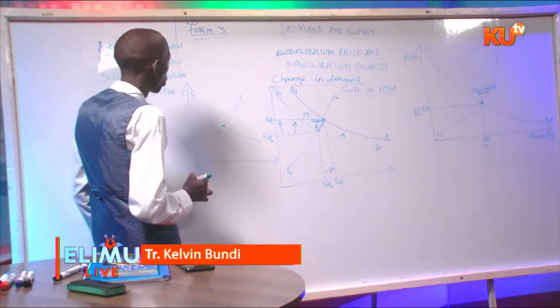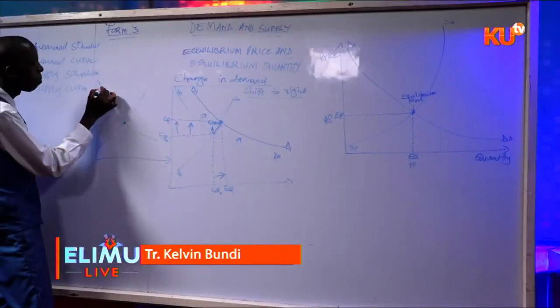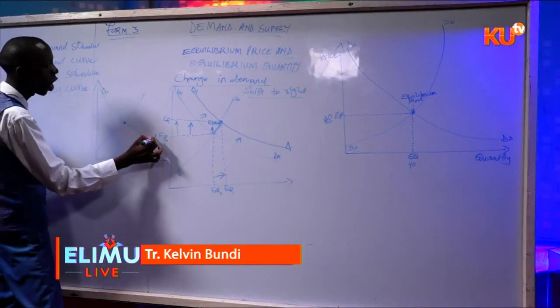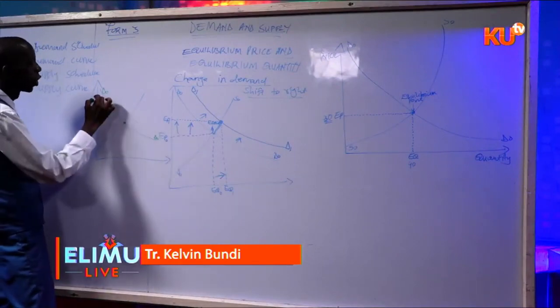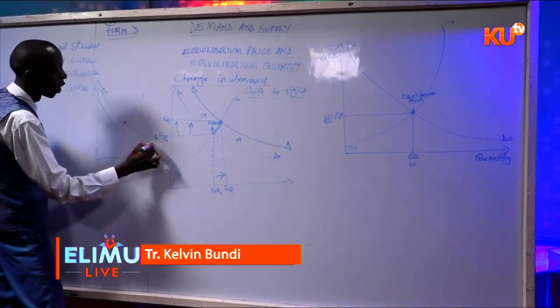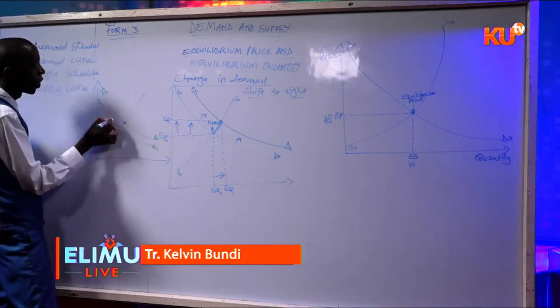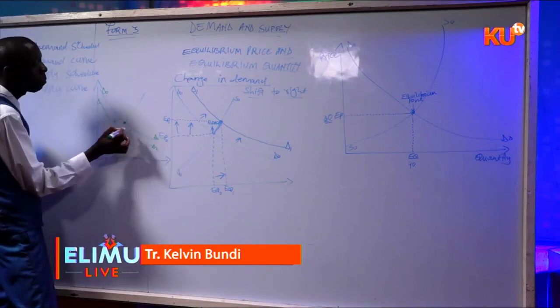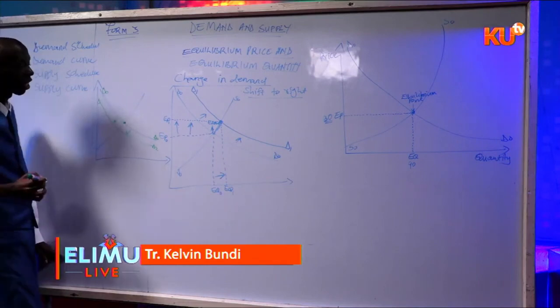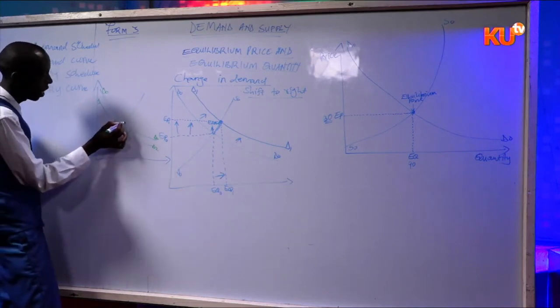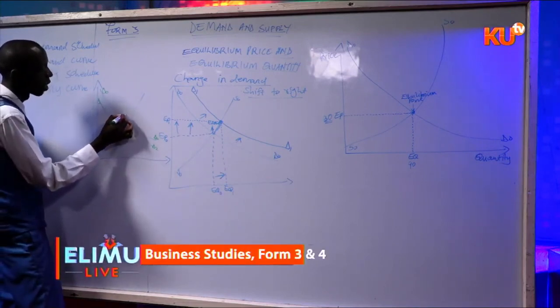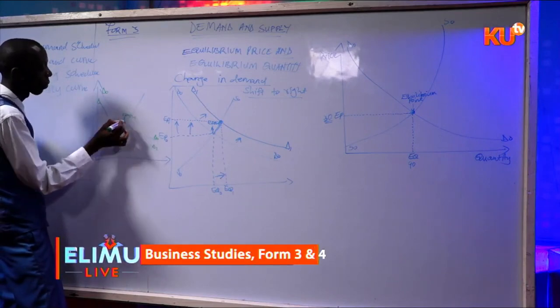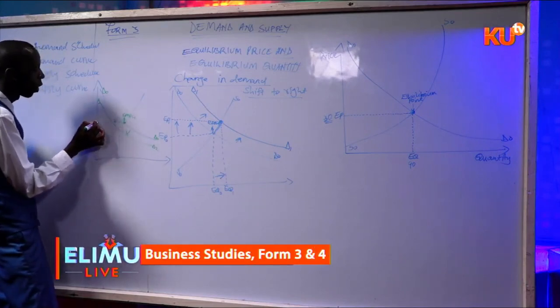So I want us to look at this. If the demand curve shifts from D0 to D2, that is a shift in the demand curve to the left. It shows that this was the equilibrium point.